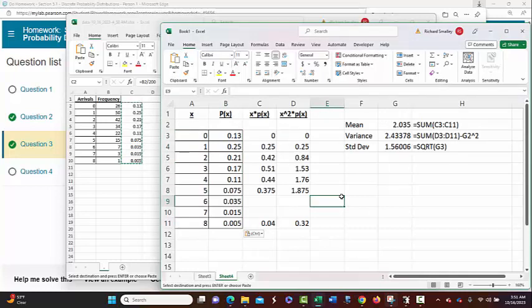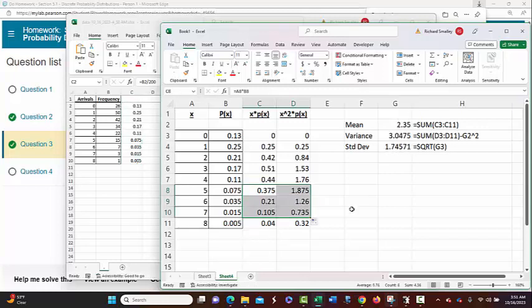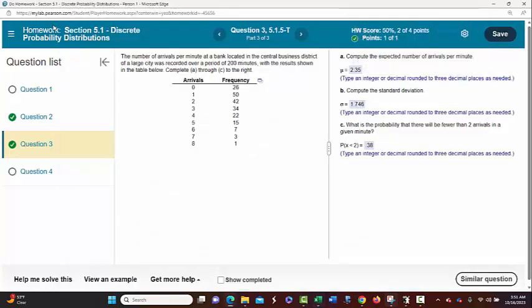Okay, you probably knew that, that's all right. Okay, you see I'm missing a couple cells. I got to drag that down. No problem, grab the corner and drag it like that. So how does that look over there? 2.35 and 1.746, sounds familiar. 2.35, 1.746. Beautiful.